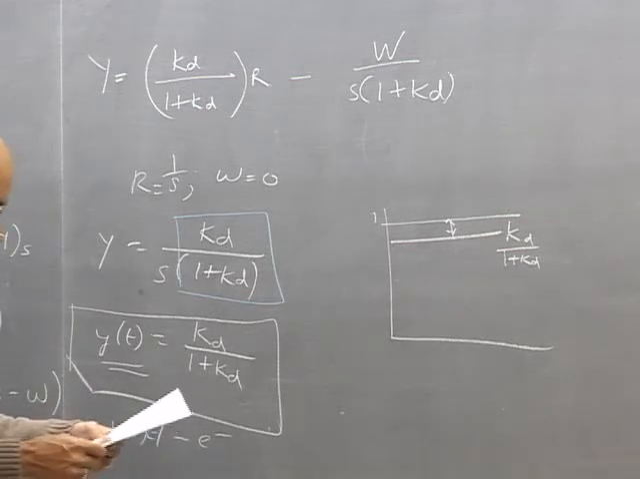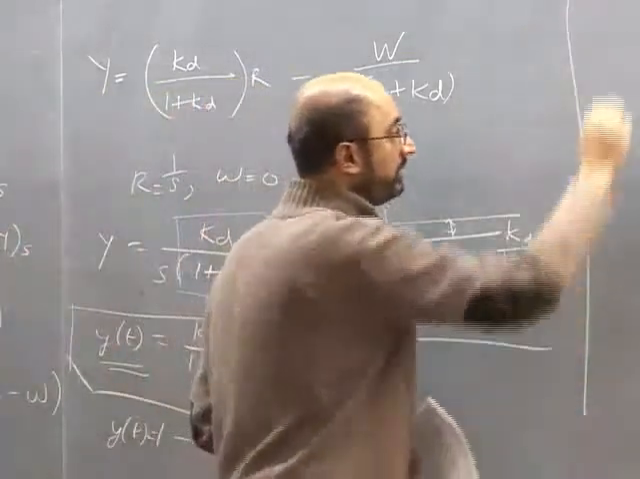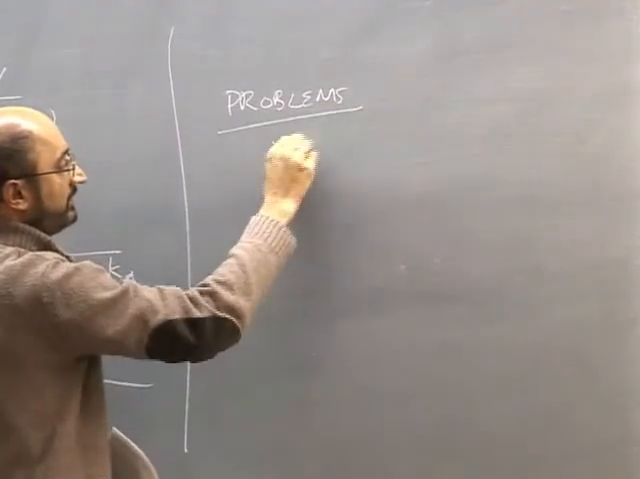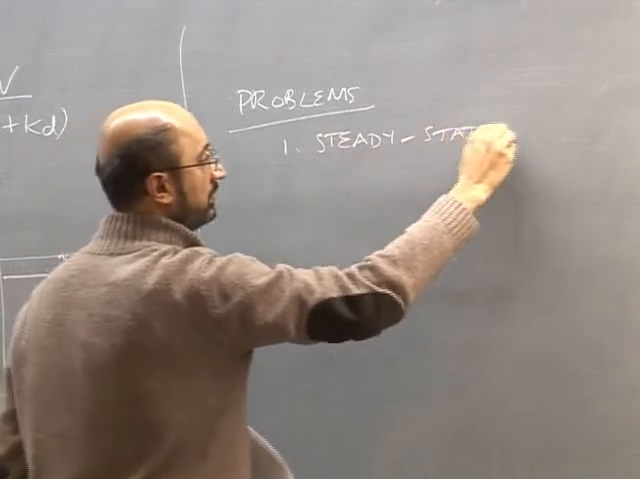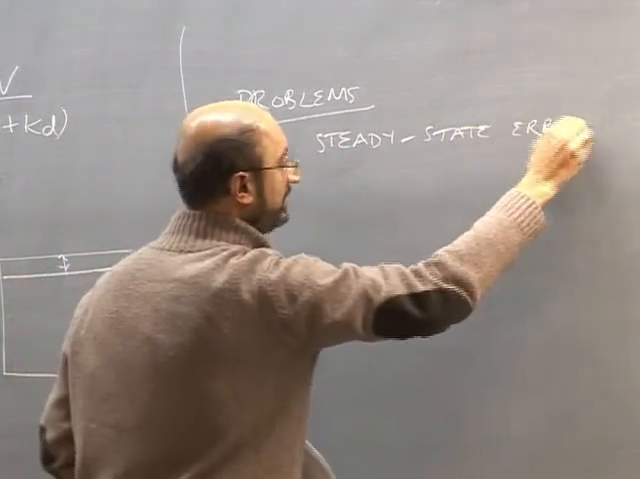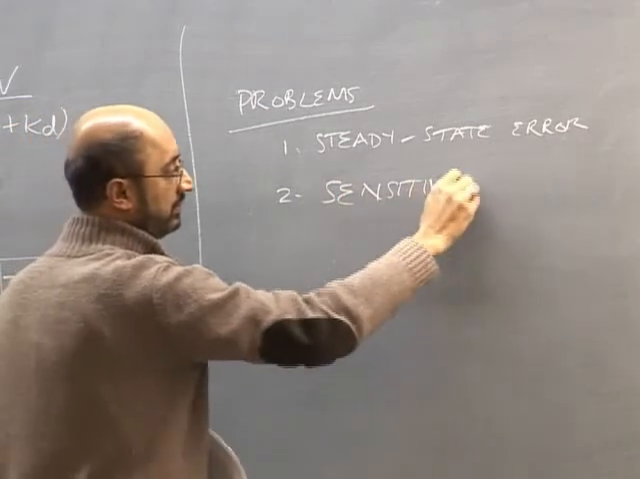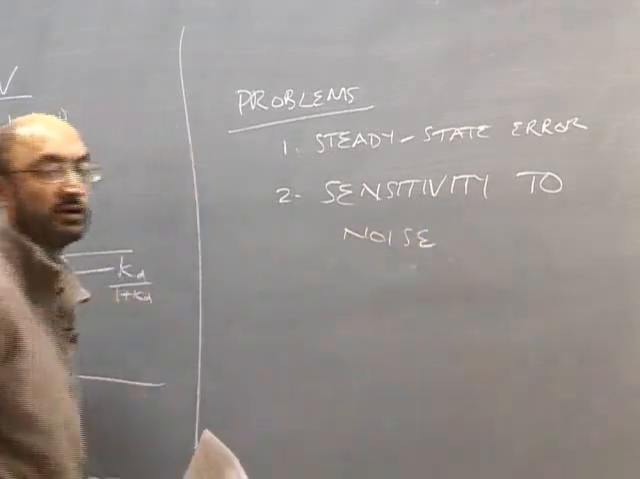In fact, what we want to do is to use differential mode control in conjunction with other modes of control. Okay, I'll come to that in just a minute. So the problems with derivative mode: one is there's a steady state error. And the second one is sensitivity to noise. And the second one actually is the bigger problem.